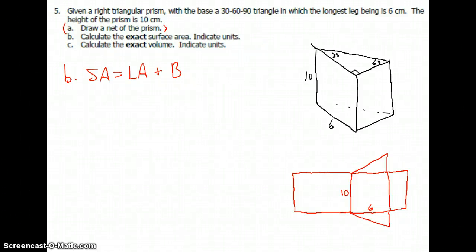Okay, yeah, that was dumb. I'm sorry about that, kids. I just copied the problem wrong. The longest leg, I was right about what the longest leg was. It's just supposed to be 6, not 10. This is 10, the height.